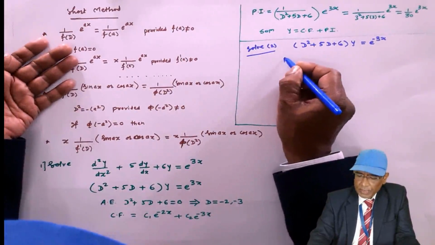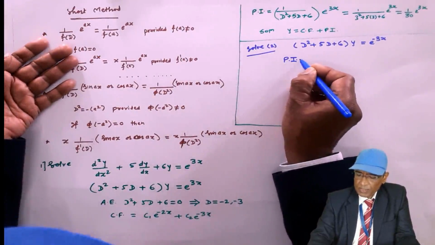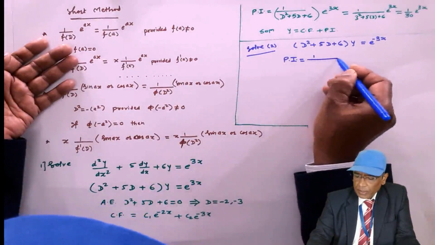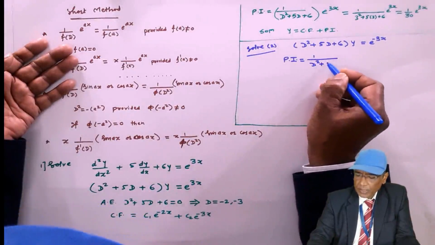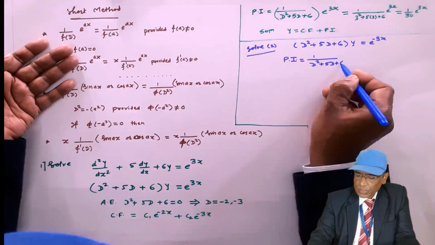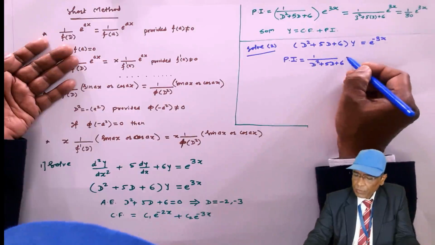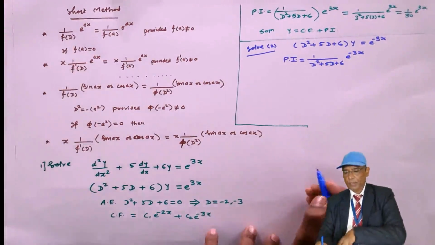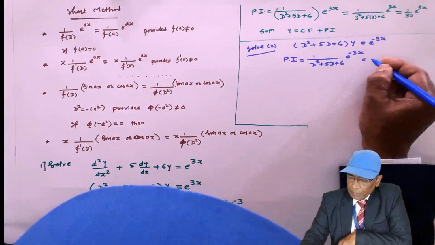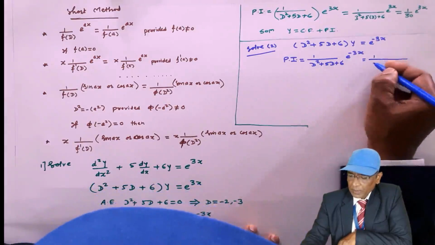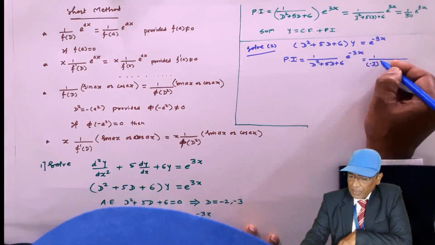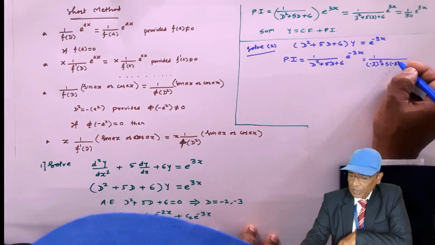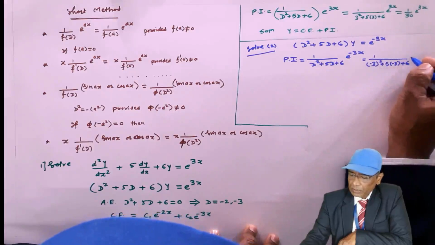Now it remains to find particular integral, because complementary function in previous sum we have already found. Particular integral is 1 by D square plus 5D plus 6. This operator I have to operate on e to the power minus 3x. Now what to do? Replace D by minus 3. If you replace D by minus 3, what will happen? Just you check it.